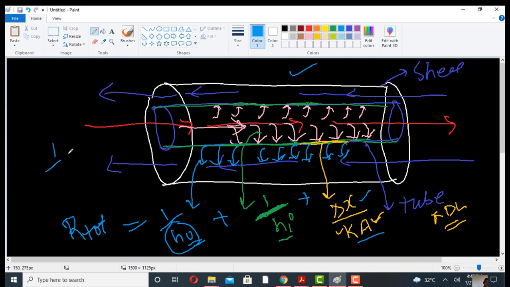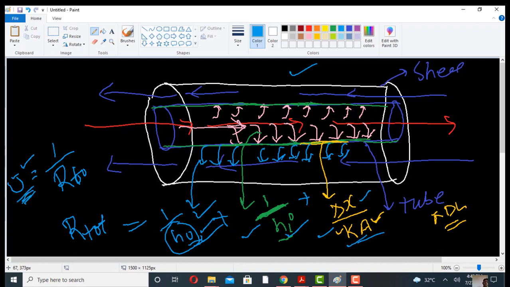And the reciprocal of the total resistance will be equal to the overall heat transfer coefficient. In heat transfer, we use the overall heat transfer coefficient to combine the individual heat transfer coefficients, because sometimes these are unknown to us. So we are using the overall heat transfer coefficient.